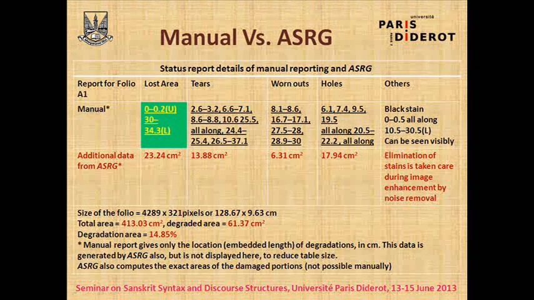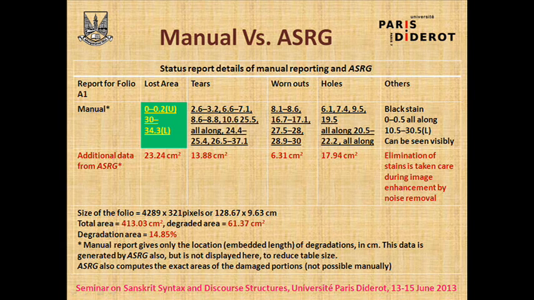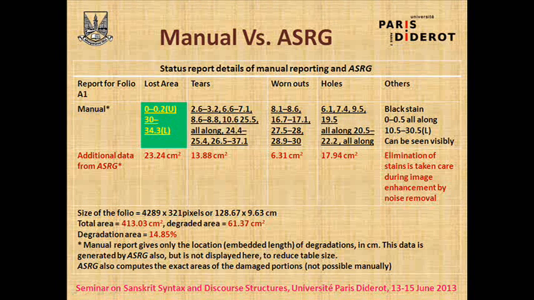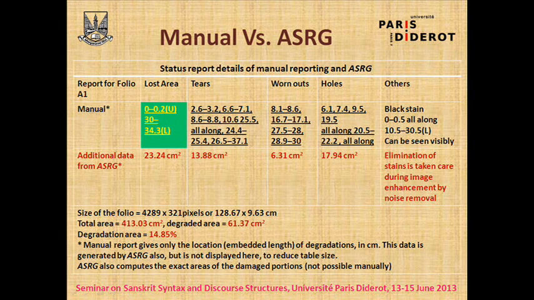This slide shows a comparison of ASRG output with manually generated reports. ASRG computes exact areas of the damaged portion and eliminates the effect of stain. This is not possible with the manual method. Close contact with the manuscripts during manual report generation is hazardous to both the person and the folio. Such contact is kept to the minimal in ASRG. ASRG is eco-friendly, faster, and accurate.